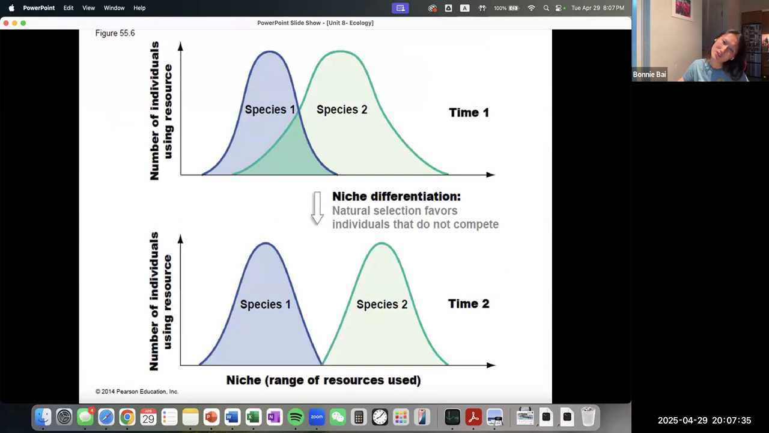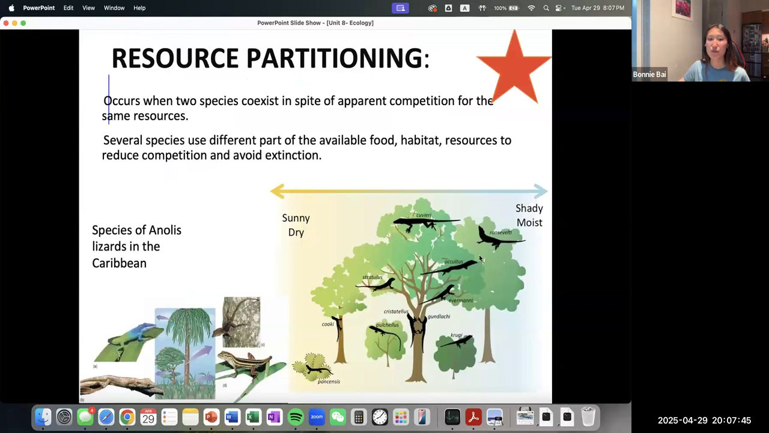number of individuals. What is this? Niche differentiation. Okay, this is just like niche in general. So this could be a result of character displacement or resource partitioning. Okay, so this is resource partitioning.